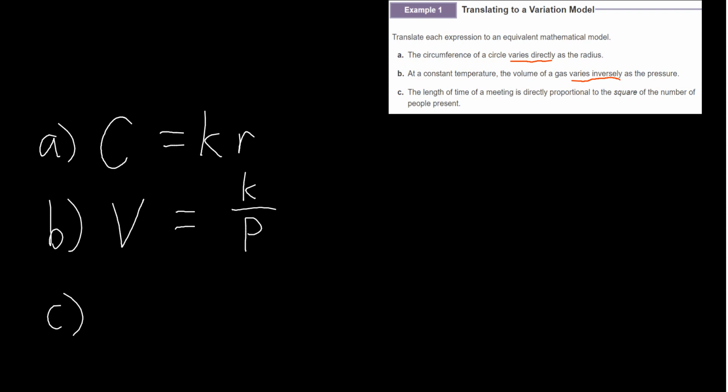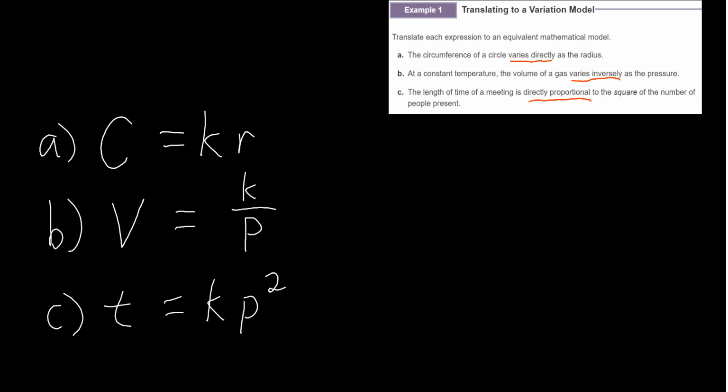And then C, the length of time of a meeting is directly proportional to the square of the number of people present. Directly, again, we're going to have our multiplication. So the length of time of a meeting, we'll put T for time. Directly proportional, so we're going to put the k here and just start multiplying by the square of the number of people present. So we can put P for people, and then the square of them.